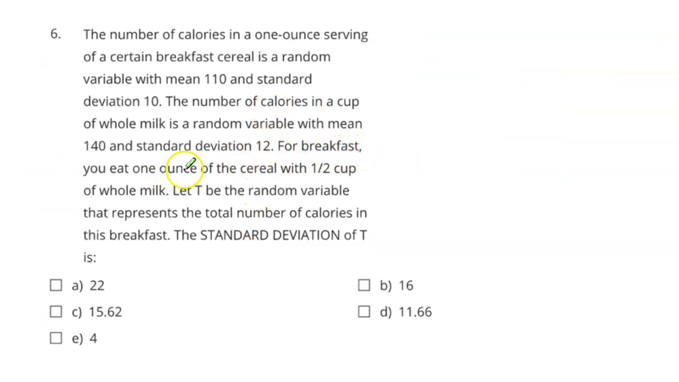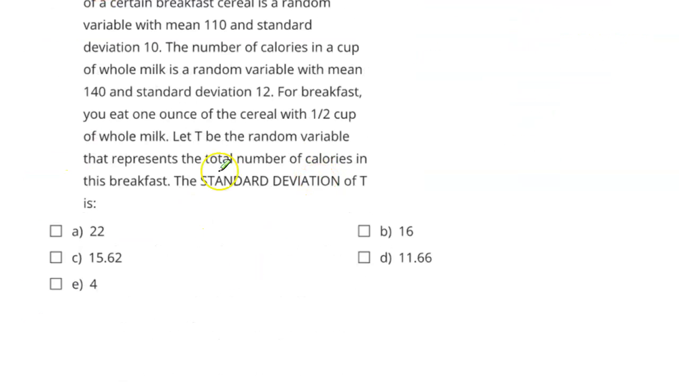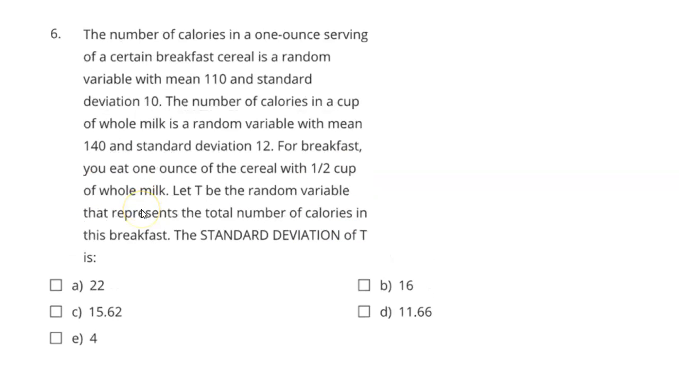Let's say for breakfast you eat 1 ounce of cereal with 1/2 cup of whole milk. So what we're doing here is we are changing, same 1/2 cup of whole milk. The question says the standard deviation of T is, well, in order to get the standard deviation, it's a little bit less straightforward. You can't just add them together. First of all, we can write down the standard deviations of both of the cereal and the milk, respectively. Now we're going to try to combine them together in order to get the standard deviation of T.